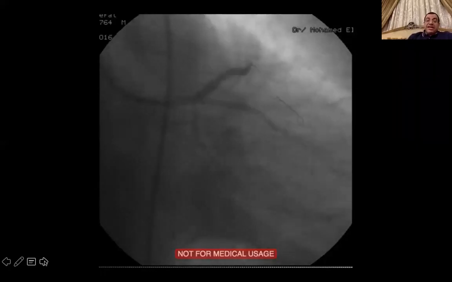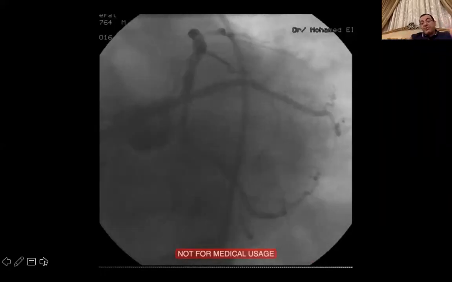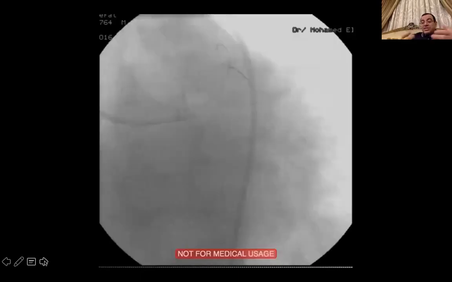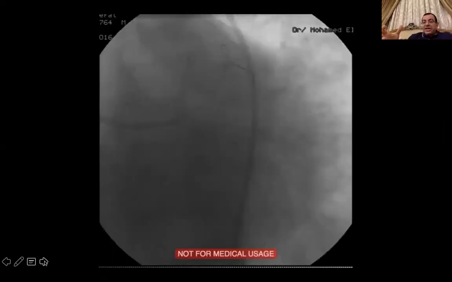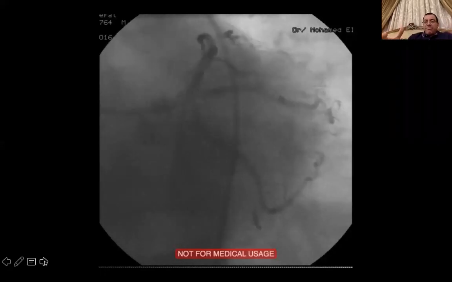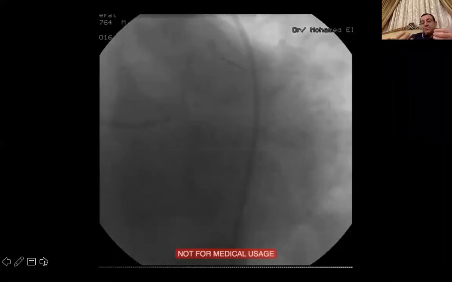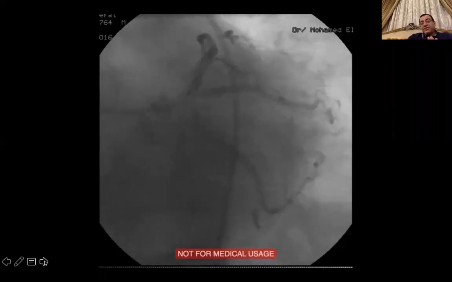It looks, for me, very acceptable results, and I changed the procedure from a very complex procedure to just a provisional stenting. I mean, you can handle what looks at first like a very complex procedure as a simplified procedure, and this was the final results in this case.